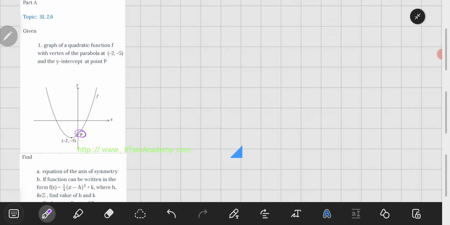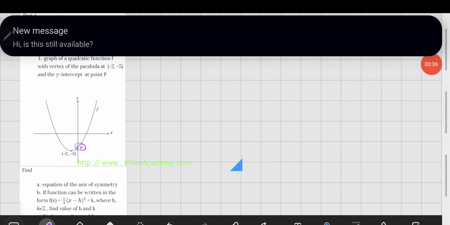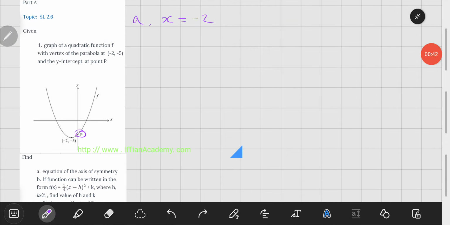Now we know that the axis of symmetry is along the vertex, and the axis of symmetry corresponds to the vertical asymptote. So we can look at our vertex and divert our eyes to the x coordinate. And so the answer to question A is x is equal to -2.